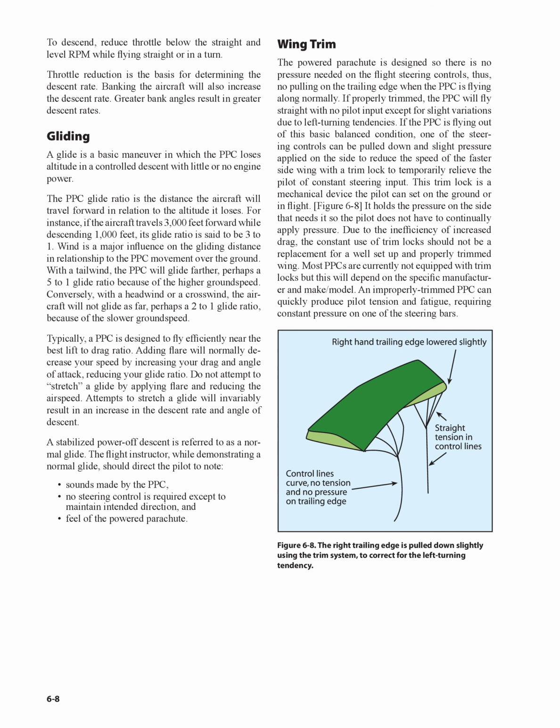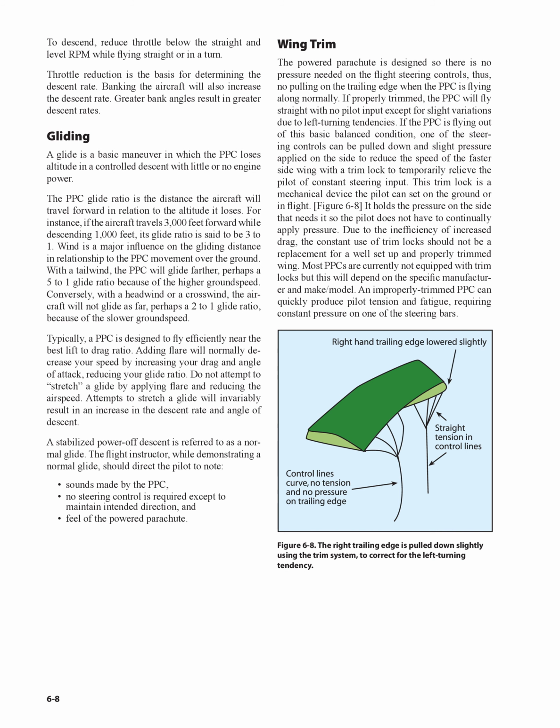Gliding. A glide is a basic maneuver in which the PPC loses altitude in a controlled descent with little or no engine power. The PPC glide ratio is the distance the aircraft will travel forward in relation to the altitude it loses. For instance, if the aircraft travels 3,000 feet forward while descending 1,000 feet, its glide ratio is said to be 3:1. Wind is a major influence on the gliding distance in relationship to the PPC movement over the ground. With a tailwind, the PPC will glide farther, perhaps a 5:1 glide ratio because of the higher ground speed. Conversely, with a headwind or a crosswind, the aircraft will not glide as far, perhaps a 2:1 glide ratio, because of the slower ground speed.